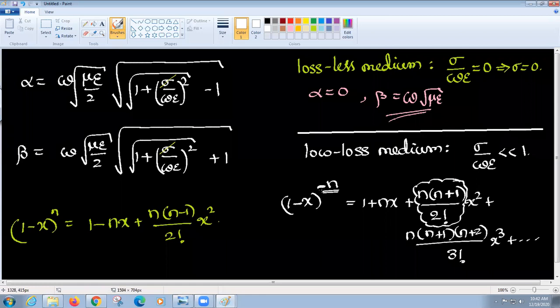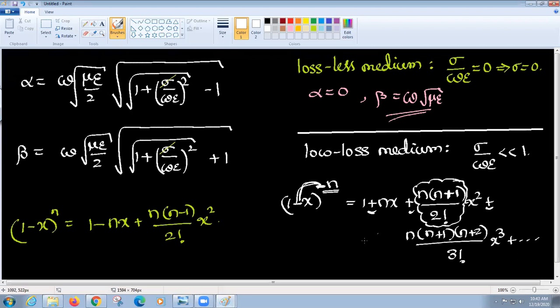There is a blind rule. Whenever the exponent is negative, always take the coefficients all positive. That's it, nothing else. And what about these signs? This depends upon the signs here. If you have the same signs, it is all positive. If it is reverse signs, you will have alternating signs: negative, positive, and so on.